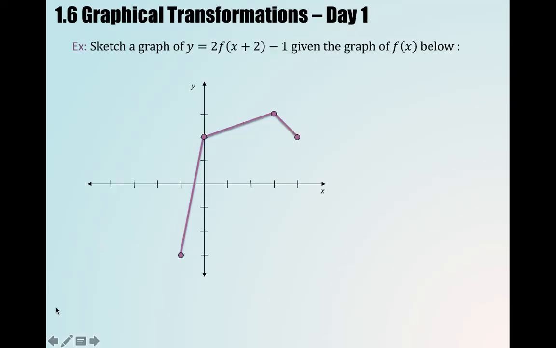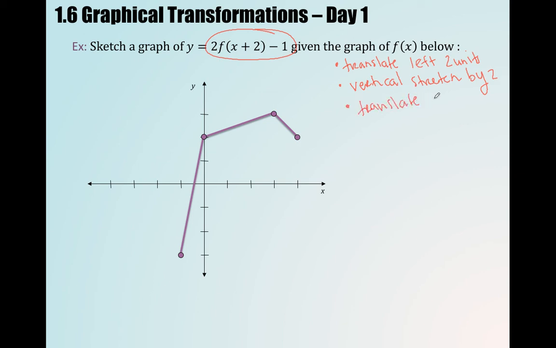And finally, let's finish up with this example that combines all 3 of these transformations. So you're given this graph right here, and this is f of x, and we want to sketch y such that these 3 things are happening. So let's talk about what's happening. We are going to translate left 2 units. We are going to have a vertical stretch by 2, right? And we are going to translate down 1 unit.